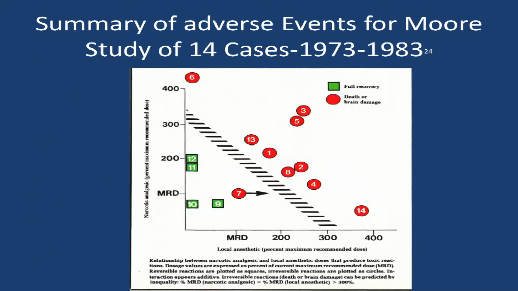In a case study by Dr. Moore, a summary of adverse events for 14 cases was studied in 1973 and 1983. Looking at this diagram, we see on the left-hand side 4 green boxes. The green boxes indicate that these cases are reversible conditions. The red circles indicate that the patients had died or had neurological damage.